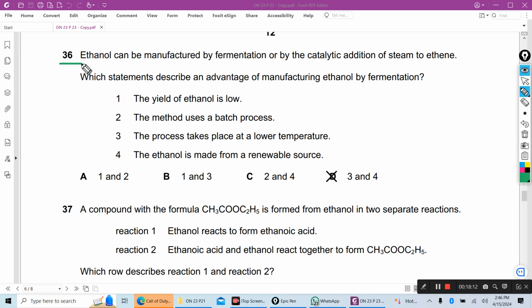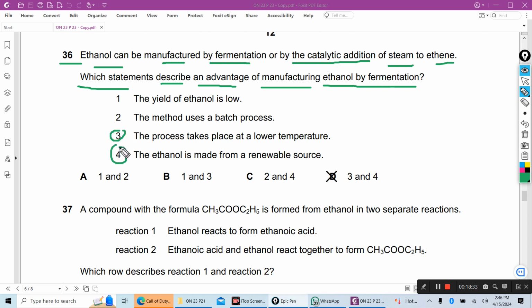Now number 36. Ethanol can be manufactured by fermentation or by the catalytic addition of steam to ethene. Which statements describe an advantage of the manufacture of ethanol by fermentation? 3 and 4 are the advantages of the fermentation process. This process takes place at a lower temperature. At room temperature this reaction happens, so this is less expensive. The ethanol is made from a renewable source, because ethanol is made from sugar solution or glucose. Glucose and sugar solution are renewable resources.